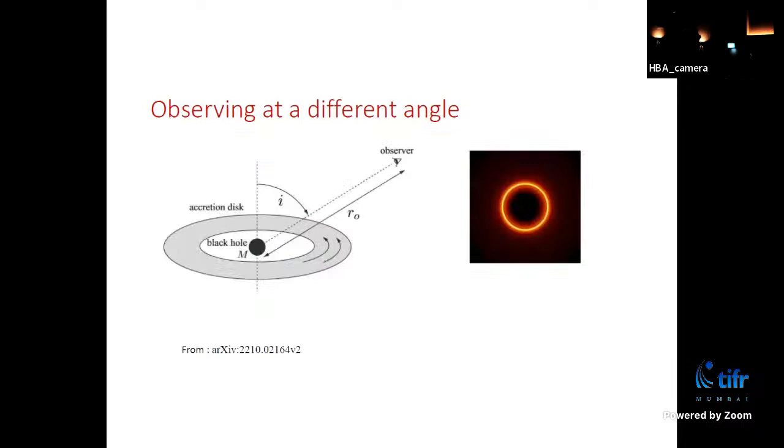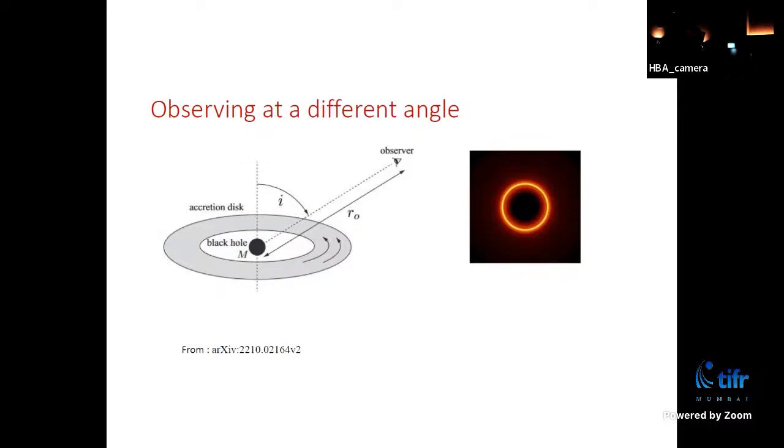Now let's say we are observing the black hole at a different angle. So this is the black hole, this is the accretion disk, and this is the observer. He is observing this accretion disk at a particular angle I. Just to compare with our previous slide, there I was 90 degrees. We were observing the black hole from this angle.